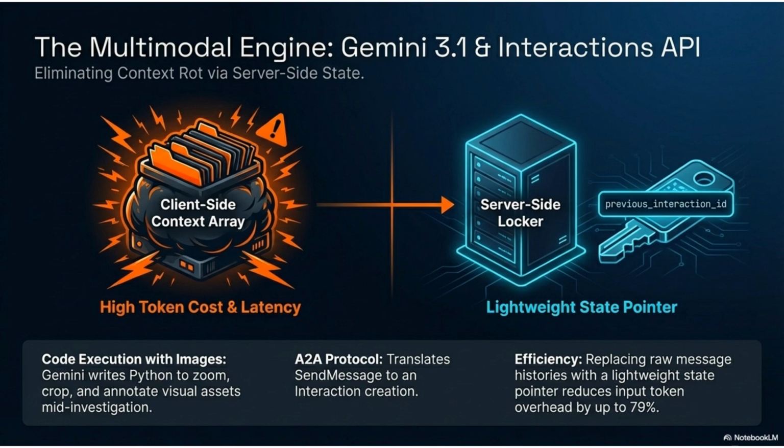The multimodal engine uses Gemini 3.1 and the Interactions API to eliminate context rot via server-side state. This replaces the high token cost and latency of client-side context arrays with a lightweight state pointer, reducing input token overhead by up to 79%.